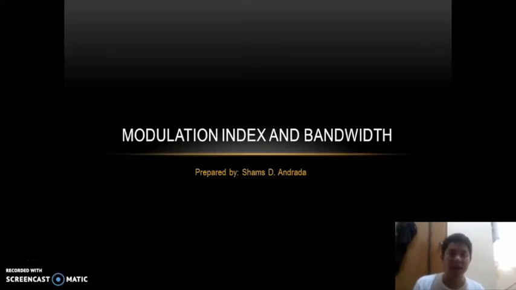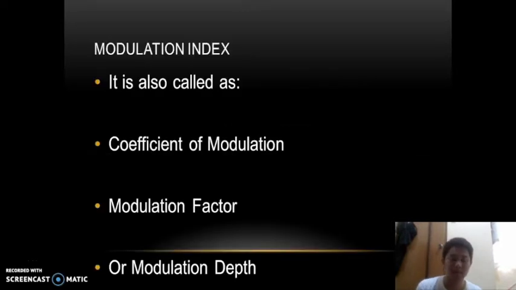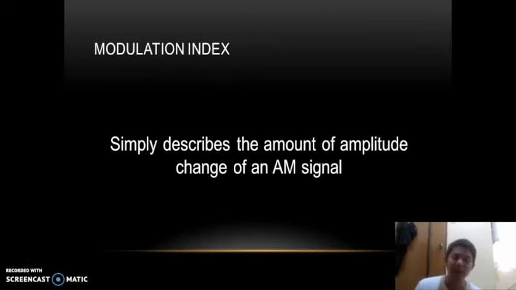Hello everyone, I am Shams D. Andrada from group number 4, and I am here to present about modulation index and bandwidth. Modulation index is also called coefficient of modulation, modulation factor, or modulation depth. The modulation index simply describes the amount of amplitude change of an AM signal.